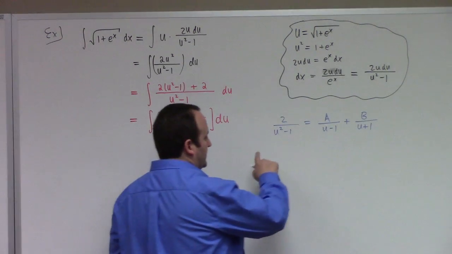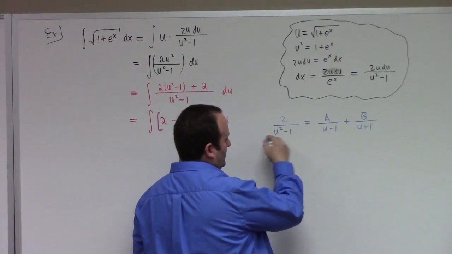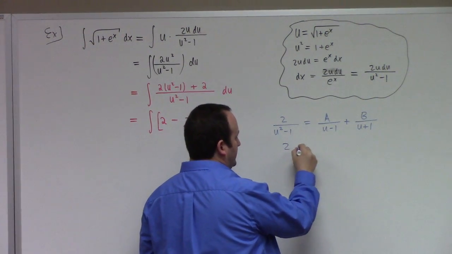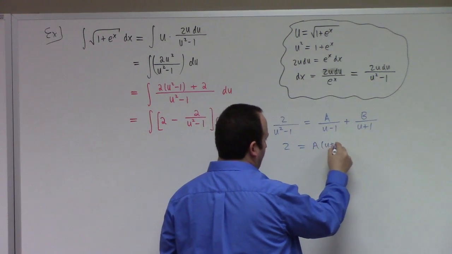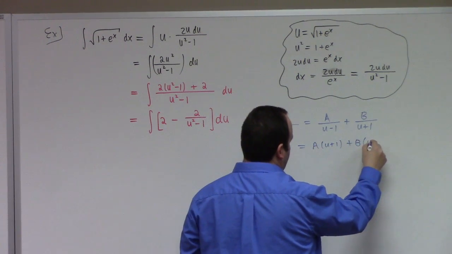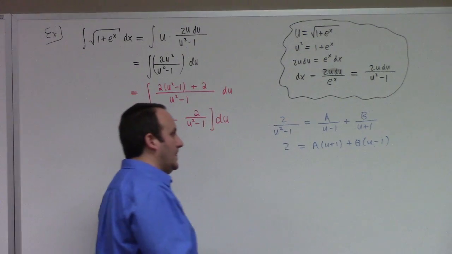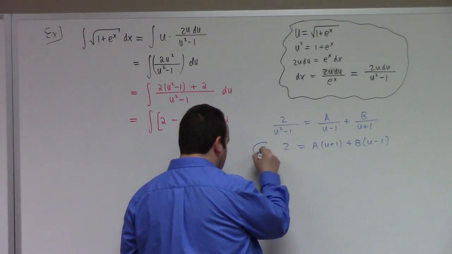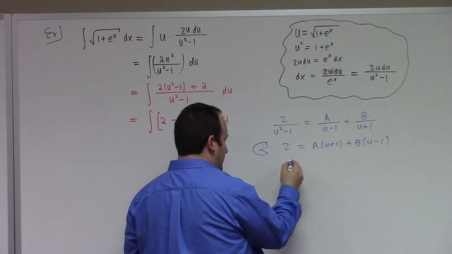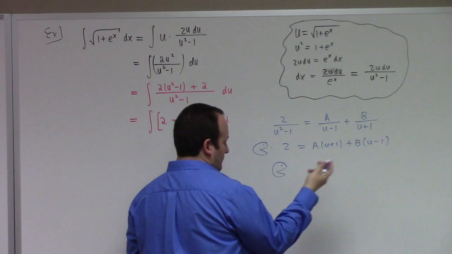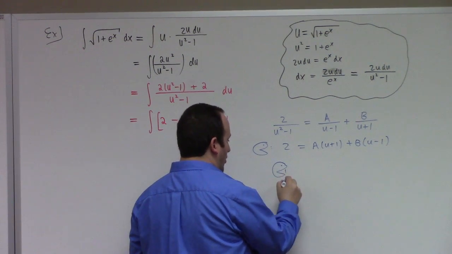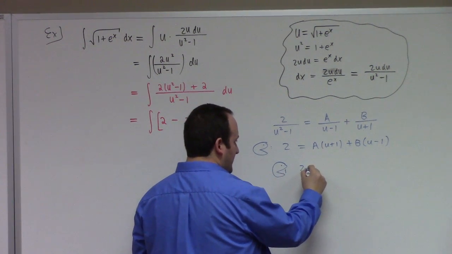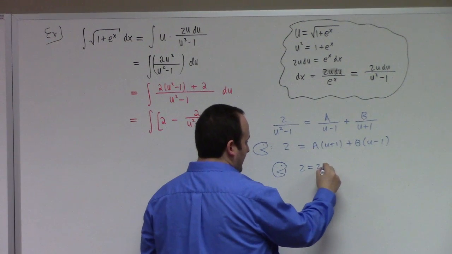Yeah, multiply by the what? Yeah, it's u squared minus 1, so we get 2 is equal to a times u plus 1 plus b times u minus 1. I call this thing Pac-Man. And then we can feed Pac-Man as usual. First thing we should feed the Pac-Man is, how about feed it 1? So that gives us 2 is equal to 2a.